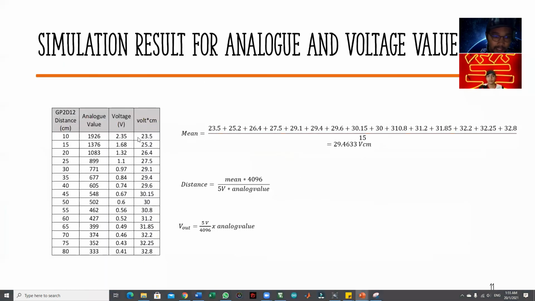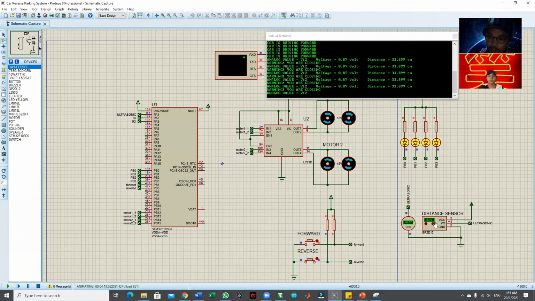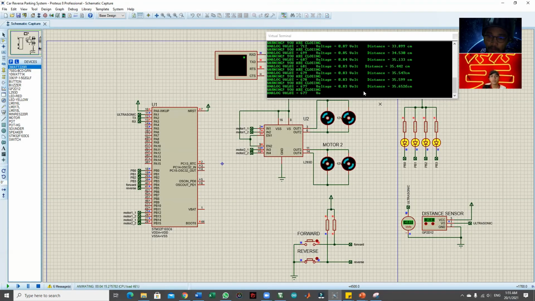I'm sorry, if the distance is 35, the voltage will be 35.13, 35.442. We will get 35.65, and the voltage value will be 0.84, 0.83. Okay, it matches what we have calculated before.